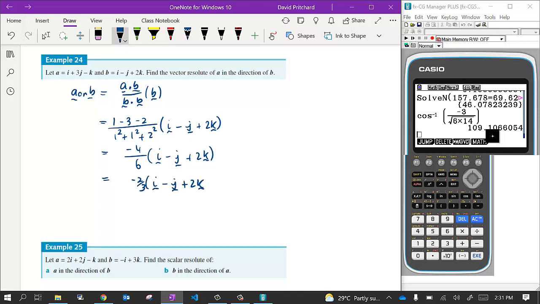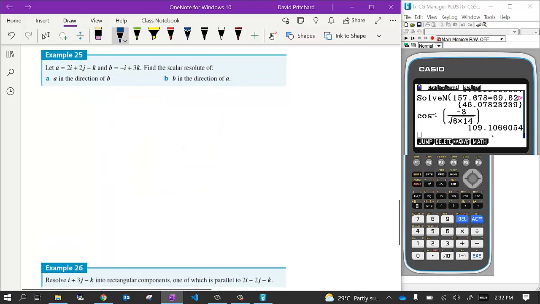Now it's absolutely fine to leave it in that form. We could expand it out if you like, but it doesn't really matter in this scenario. Okay, so next example, we're looking at finding the scalar resolute. Scalar resolute means that we'll be using the magnitude. So for the first one, we're looking at the magnitude of A on B, which means we're looking at A dot B on B dot B multiplied by the magnitude of B.